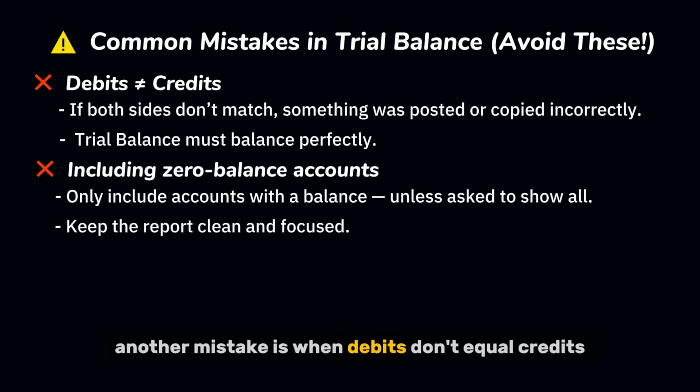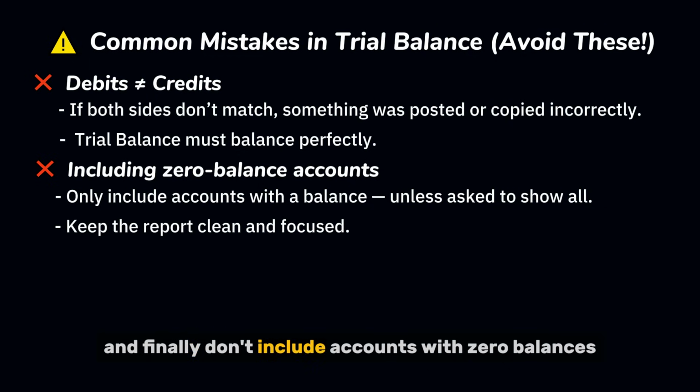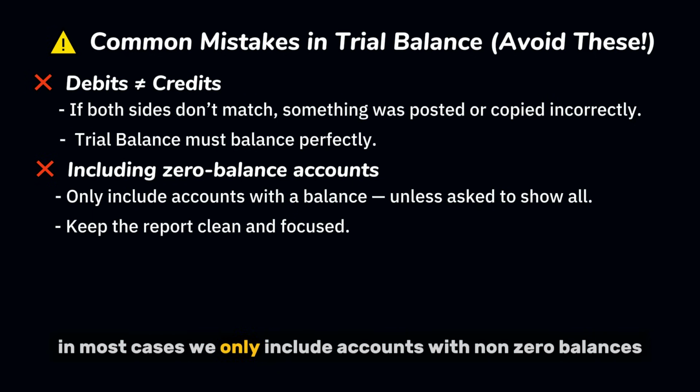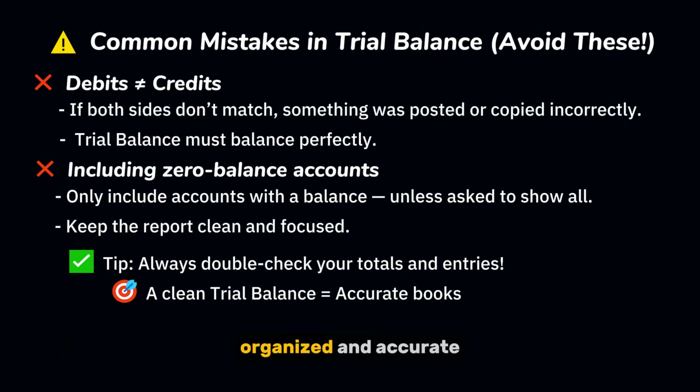Another mistake is when debits don't equal credits. This means something wasn't posted correctly, or an account balance was copied wrong. The whole point of a trial balance is to make sure both sides match. And finally, don't include accounts with zero balances unless you're specifically told to show all accounts. In most cases, we only include accounts with non-zero balances. Double-checking these points helps keep your records clean, organized, and accurate.